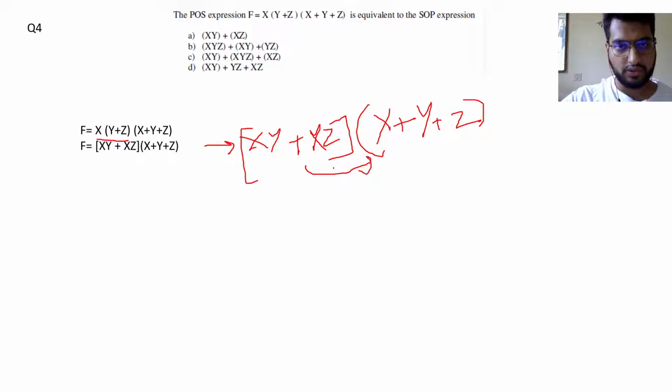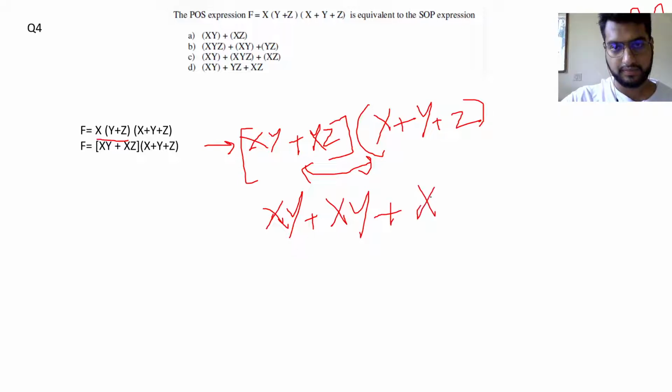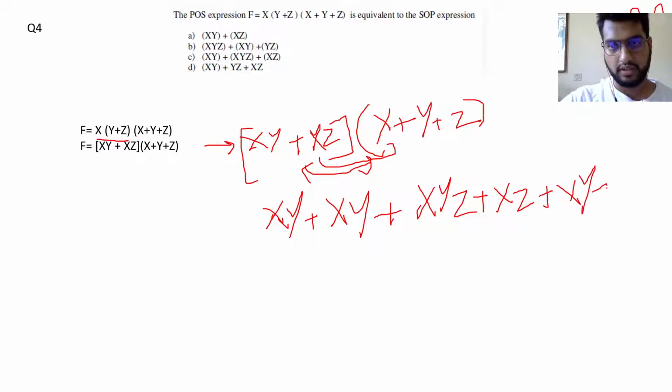Now we will multiply these terms, so this will be xyx. xyx is simply xy because a dot a is a. I'm using that property. Then xyy is equal to xy again. Then xyz. Now xzx will be xx again, and xx is equal to x. Then xzy is again xyz. And finally we have xzz, so it is xz.